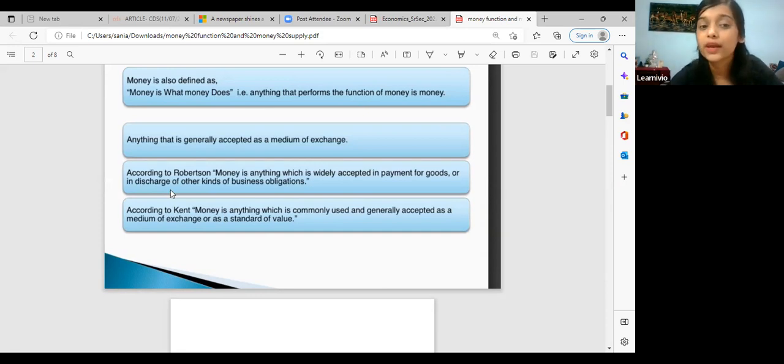You have to learn. So that's why, if you feel like the Robertson one is easy, you can go for Robertson. If you feel like the Kant definition is easy, you can go for Kant. You have to learn at least one definition. Okay, you can write it.